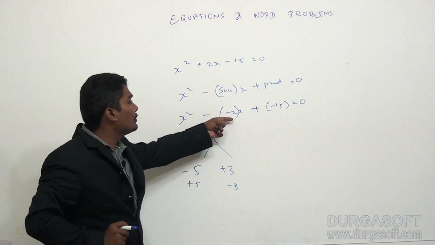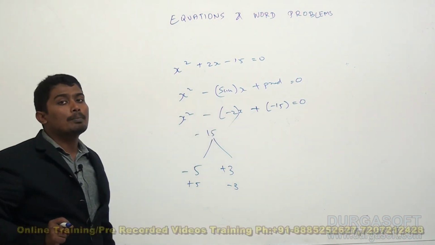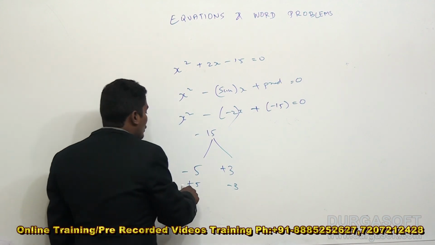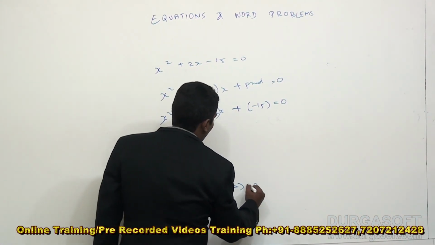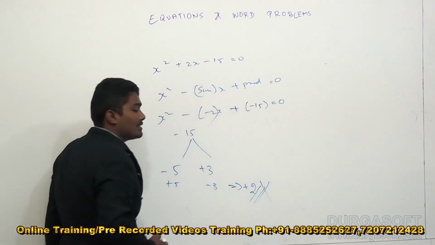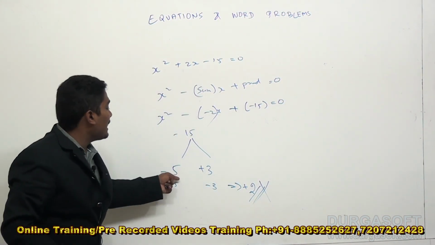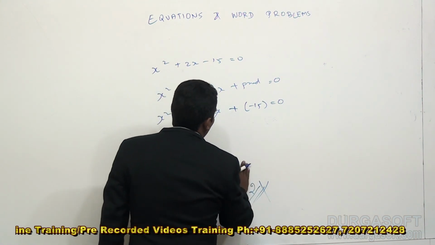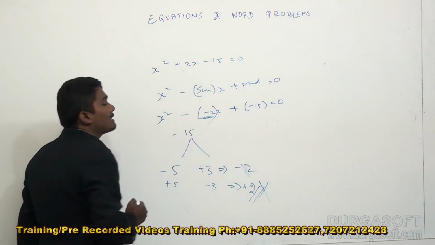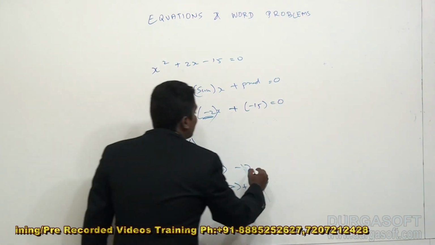But I have one more clue, which is that the sum of the roots is minus 2. So plus 5 minus 3: the sum of the roots becomes plus 2, so this is not the answer. Here, minus 5 plus 3, the sum of both the roots becomes minus 2. Here I need the sum of the roots as minus 2, which means this is the answer.